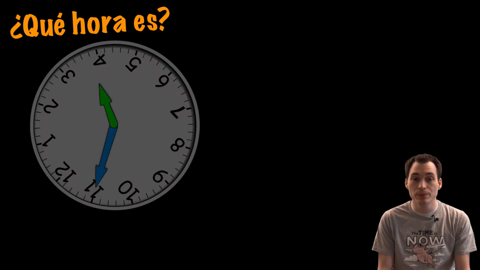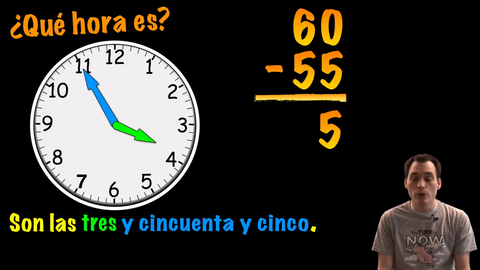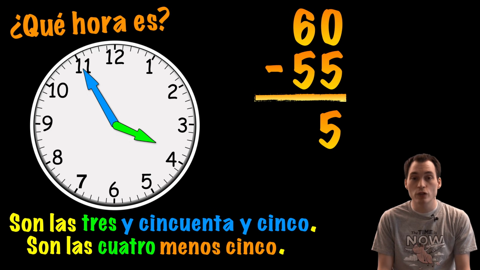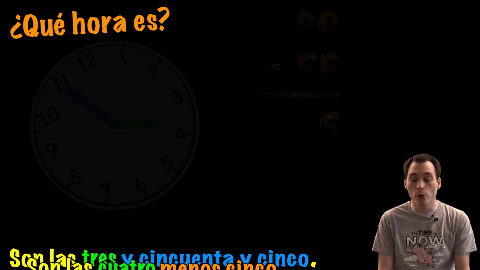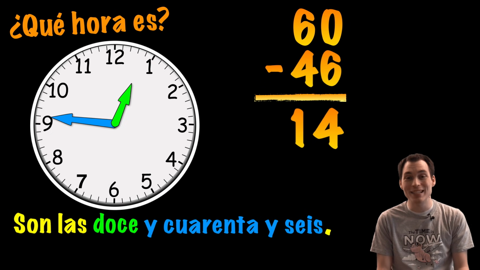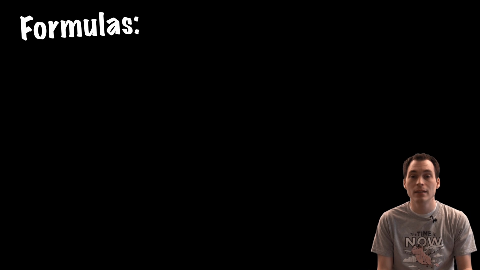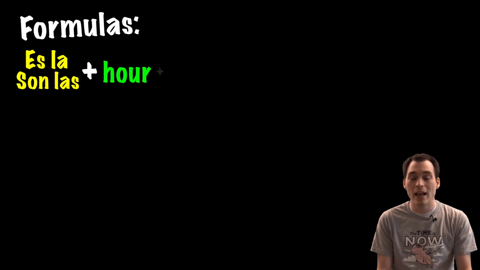Then for the other two, 4 o'clock minus 5 minutes would give you 3:55. So we could say, son las 4 menos 5. Or 12:46 is really 1 o'clock minus 14. So we could say, es la 1 menos 14. Pretty easy, right?